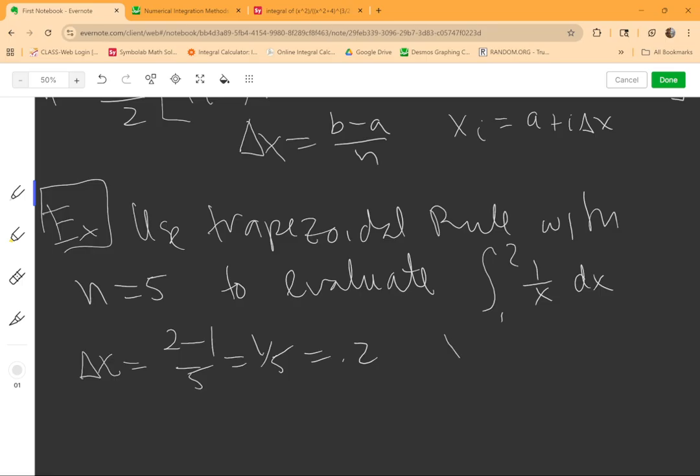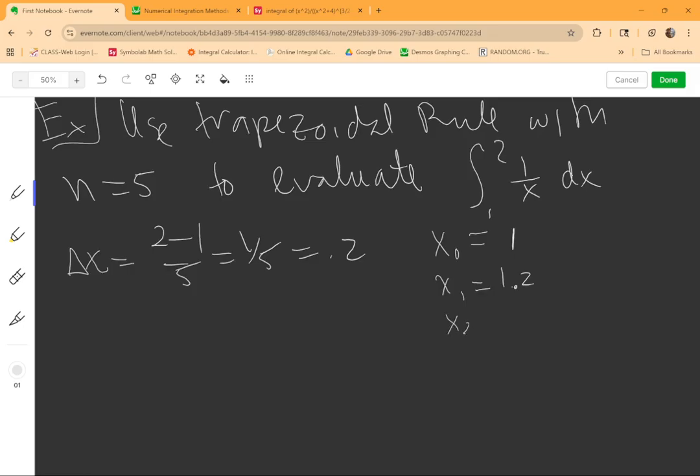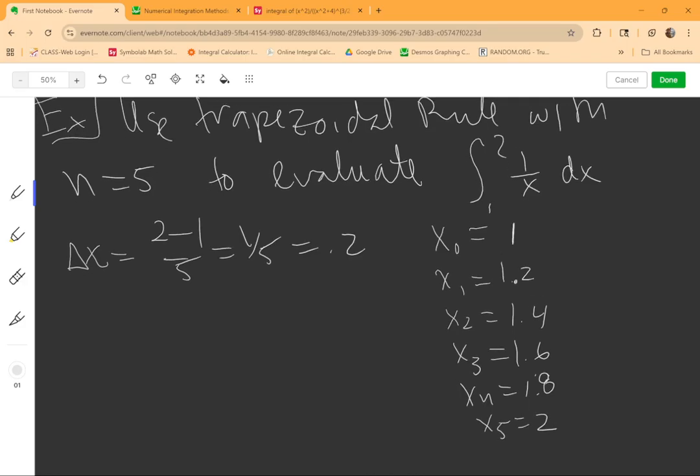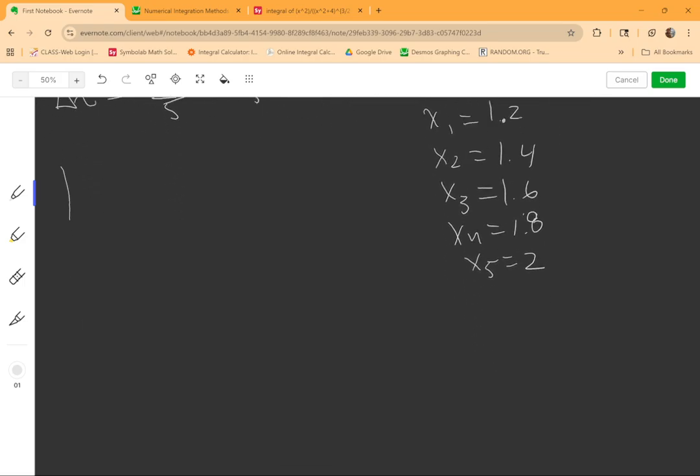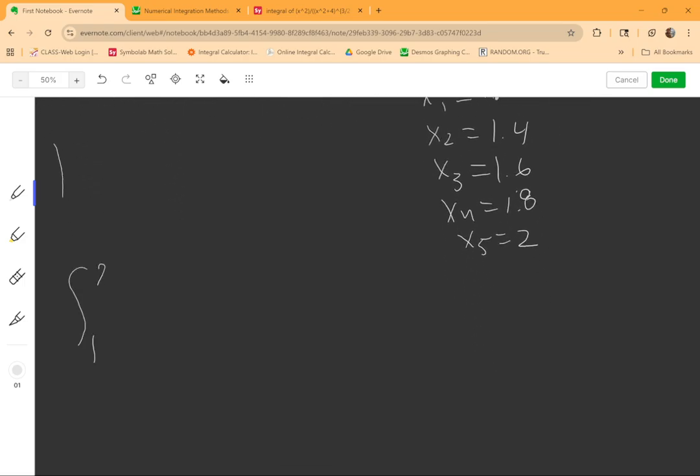Okay, and then for each of our x sub i's, so we'll go from 0 to 5. x0 is simply the starting point of our interval, which is just 1. And x1 is simply 0.2 added, so 1.2, x2 is 1.4, x3 is 1.6, x4 is 1.8, and x5 is 2. Okay, all right, and now to evaluate the integral from 1 to 2 of 1 over x dx.